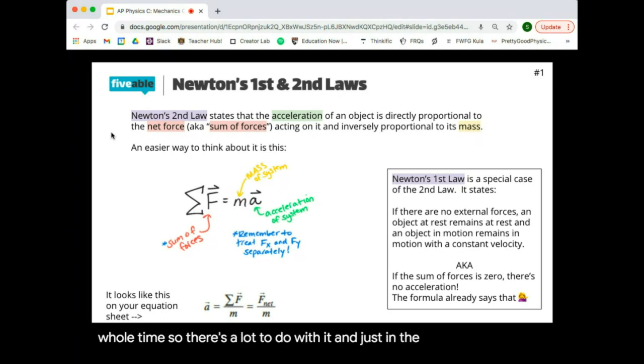And just in the box here, a side note: Newton's first law is just a special case of Newton's second law. It just says that if the sum of forces is 0, then there's no acceleration. So if the object is at rest, it's going to stay at rest. If it's moving at a constant velocity, it's going to stay moving at a constant velocity. That makes sense if you look at the equation, right? If the F is 0, then the a also has to be 0. So that's pretty chill, and we don't really have to worry too much about it.